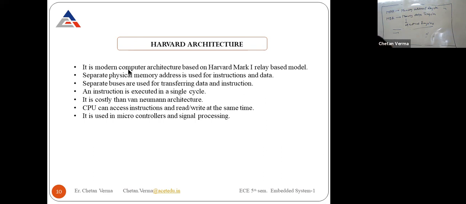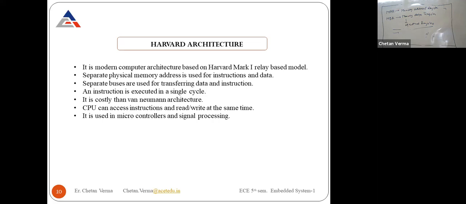Modern computer architecture is based on the Harvard model. Separate physical memory addresses are used for instruction and data. Separate buses are used for transferring data and instructions, and an instruction is executed in a single cycle. Compared to von Neumann, which is the cheapest, the Harvard architecture is costlier. The CPU can access instructions and read or write at the same time due to the different buses. It is also used in microcontrollers and digital signal processing. So those are some advantages.